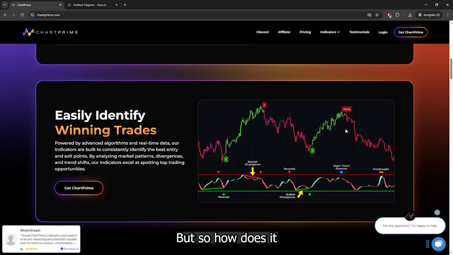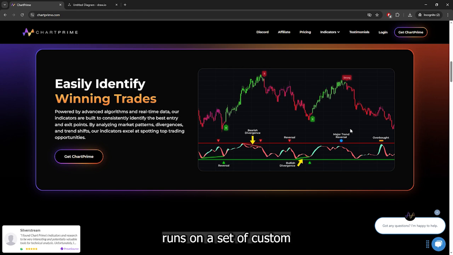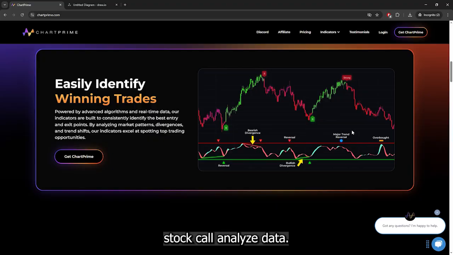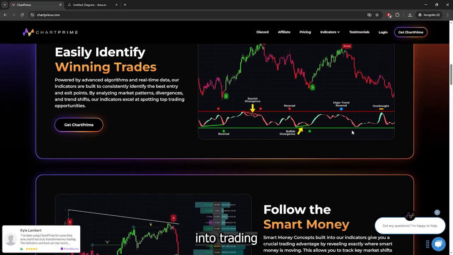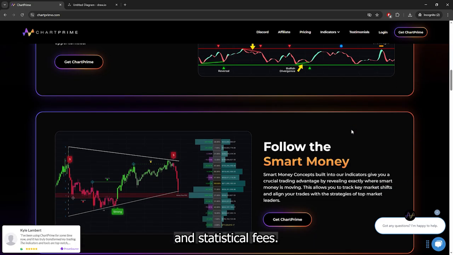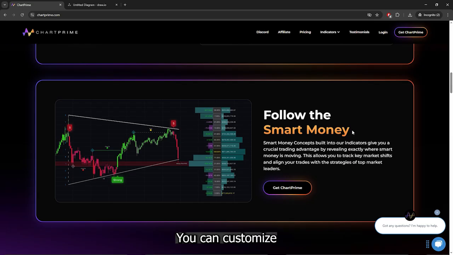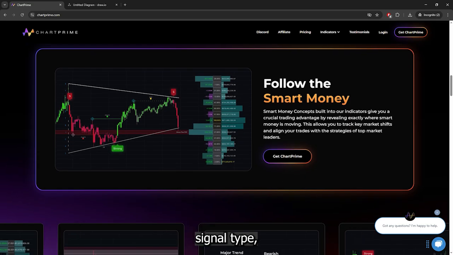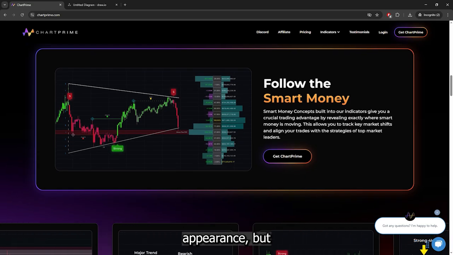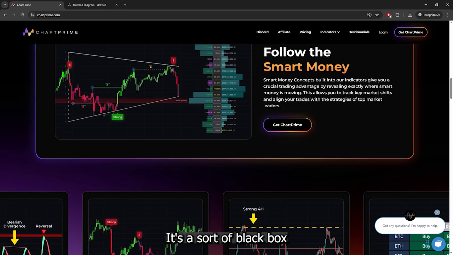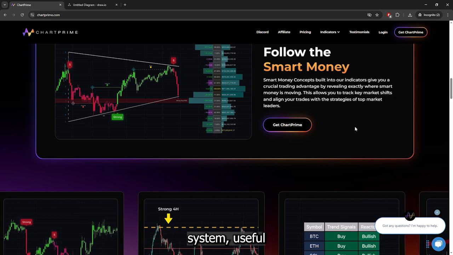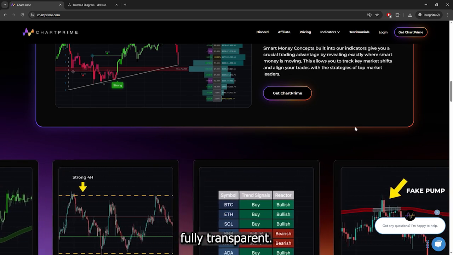So how does it work? ChartPrime runs on a set of custom algorithms that use historical and live data. It overlays these indicators onto TradingView's charts, creating signals based on pattern recognition and statistical behavior. You can customize sensitivity, signal type, and visual appearance, but you can't view or alter the algorithm code itself. It's a sort of black box system, useful, but not fully transparent.